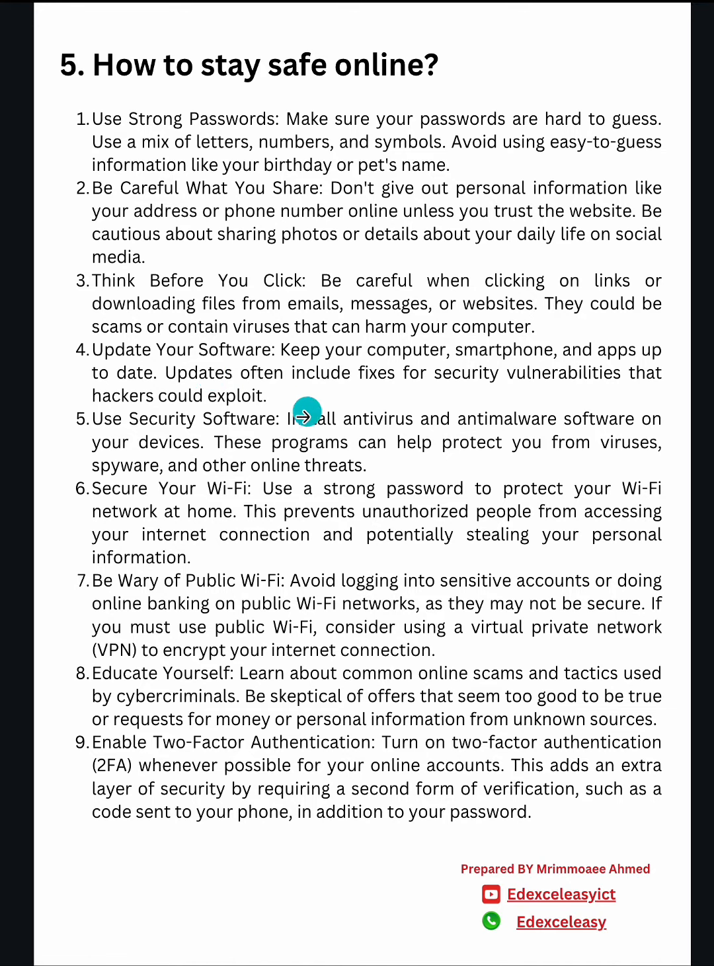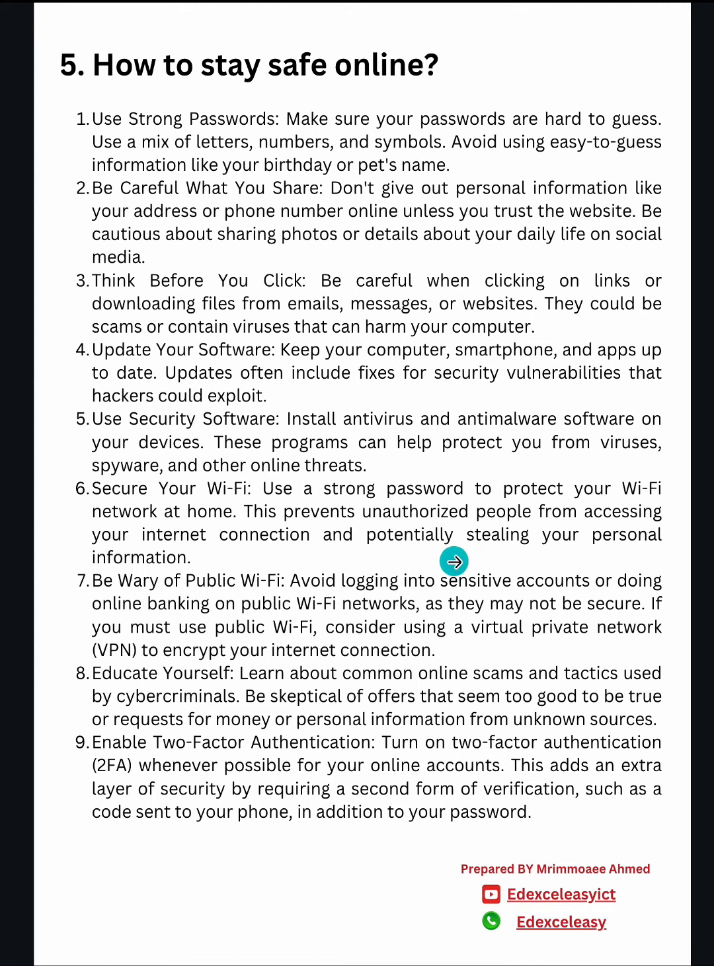Update your software, because if we don't update our software, there is more chance of malware entering our computer. Updates include fixes for security vulnerabilities that hackers could exploit. Use security software, that means if you go to the market, you can find a number of antivirus software, right? Kaspersky is one example. You can buy one of the antivirus software and install it into your PC. It gives you much more protection.